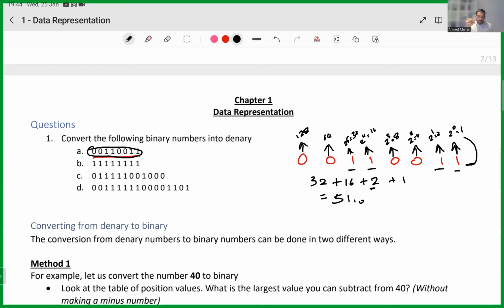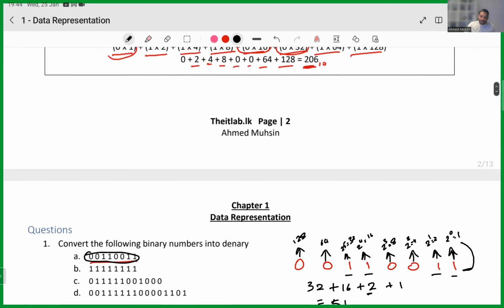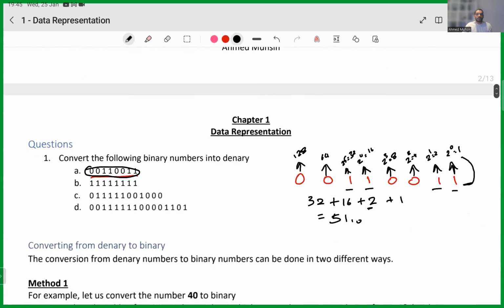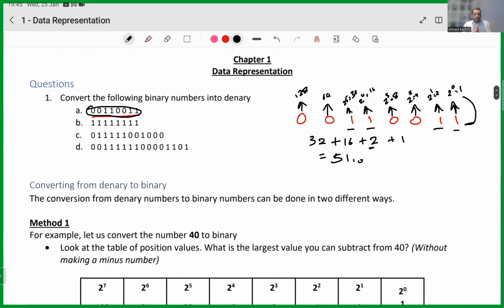Okay, next. For now, we have been dealing with binary to decimal. I have shown you how to convert a binary number into decimal format. Next, we will be moving on to how we do it vice versa: how do we convert from decimal to binary? By the way, another word for decimal is denary. So you can say denary or you can say decimal.